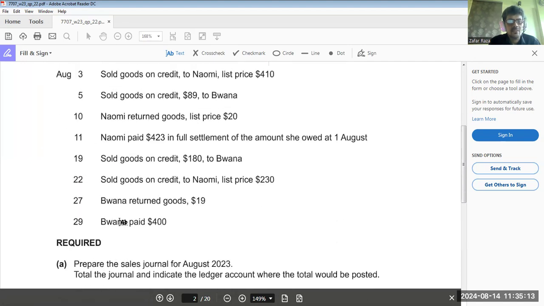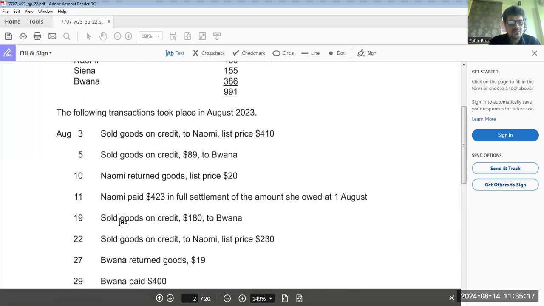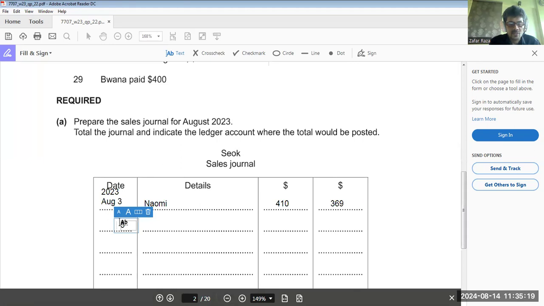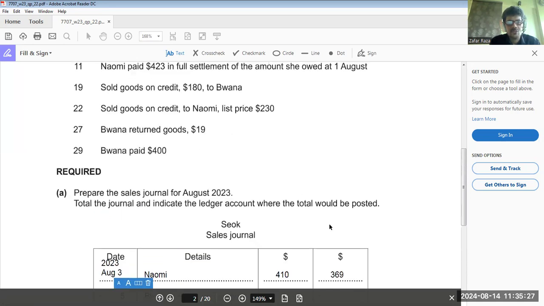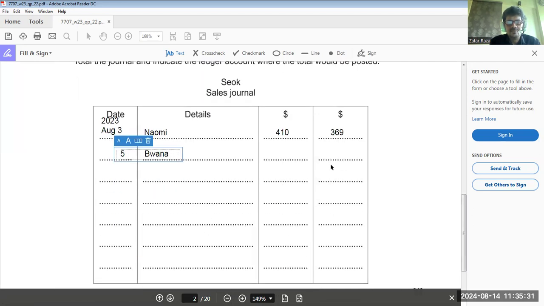Sold goods on credit to Bhavana, $89. That is on 5th August. She is not allowed a trade discount, so we'll write the amount directly, $89.